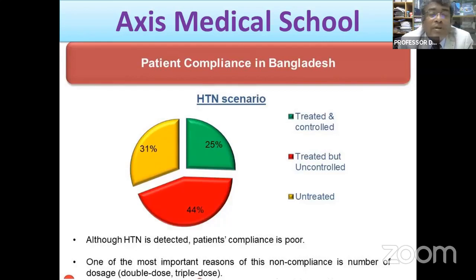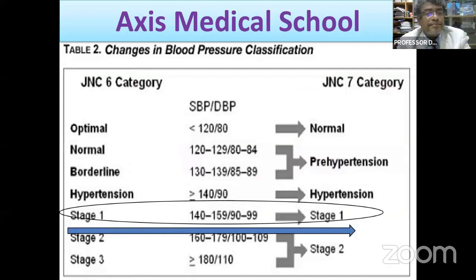And around 31%, that is the portion with yellow color, did not get any treatment for hypertension. These patients may not be aware, or even if they are aware of the hypertension, they have not got antihypertensive medications. That is 31%.